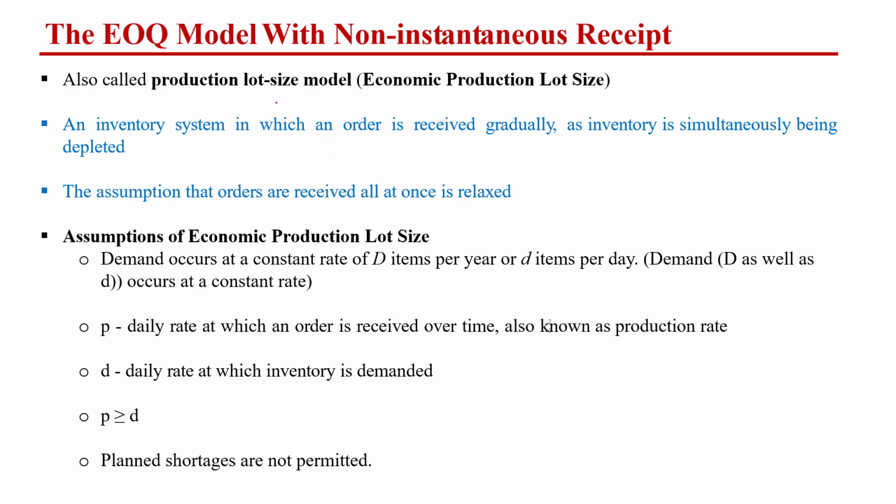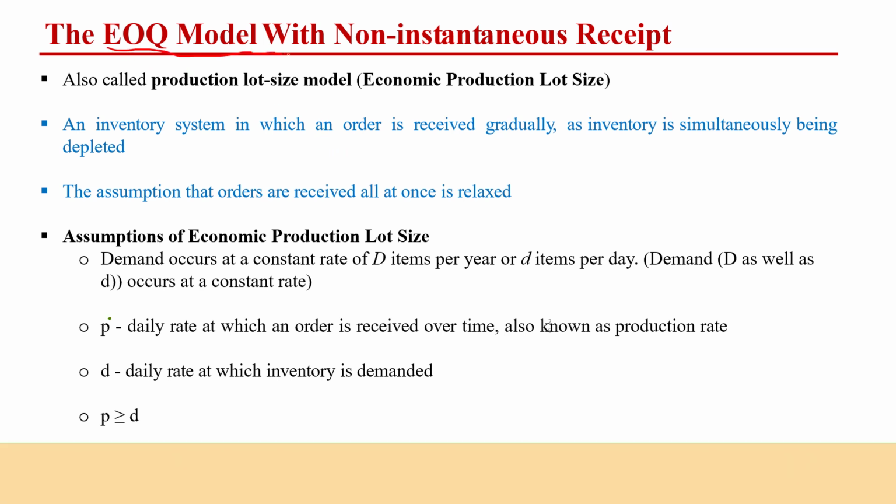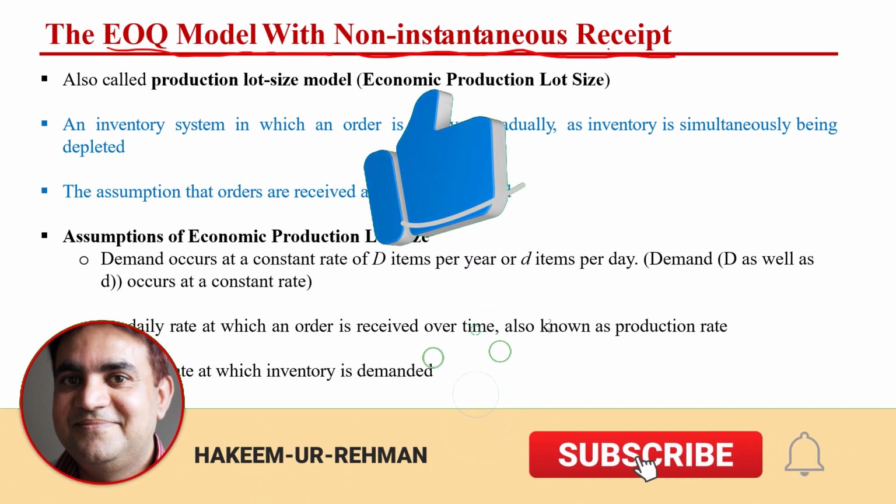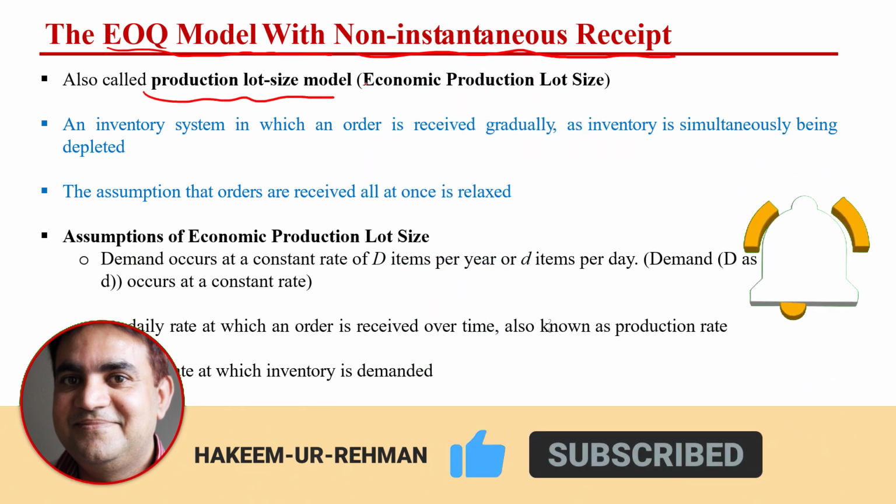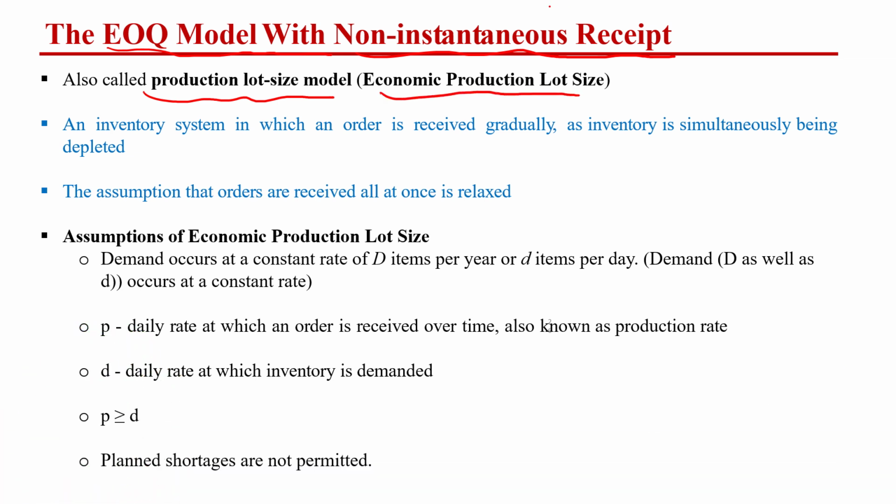Welcome. In this video lecture, I am going to talk about the economic order quantity model with non-instantaneous receipt, which is also known as the production lot size model or the economic production lot sizing model. One of the assumptions in the basic EOQ model is that we receive the whole order all at once. That assumption we are going to relax in this model. So in this model, we are receiving the order gradually, as well as using that inventory at the same time, or depleting that inventory.